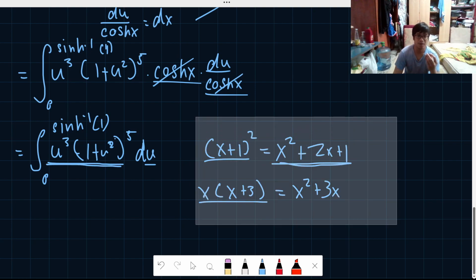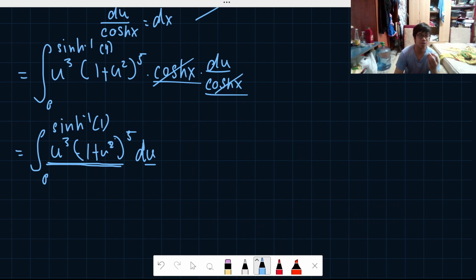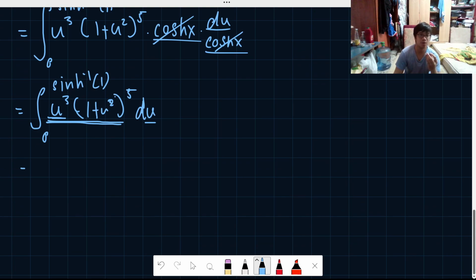But here's the problem. You see, we have 1 plus u squared raised to 5. So how are we going to expand that? Well, you have to expand it manually. We have no choice. And after we expand 1 plus u squared to the fifth power, we're going to distribute u cubed to its expanded form. All right? So let's go direct to the point and get the expanded form of 1 plus u squared to the fifth power.